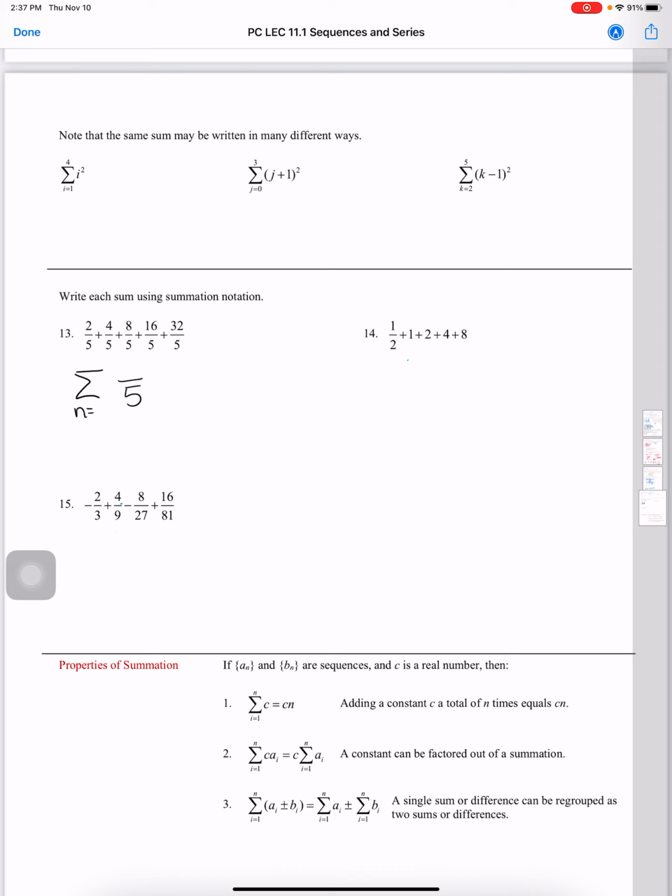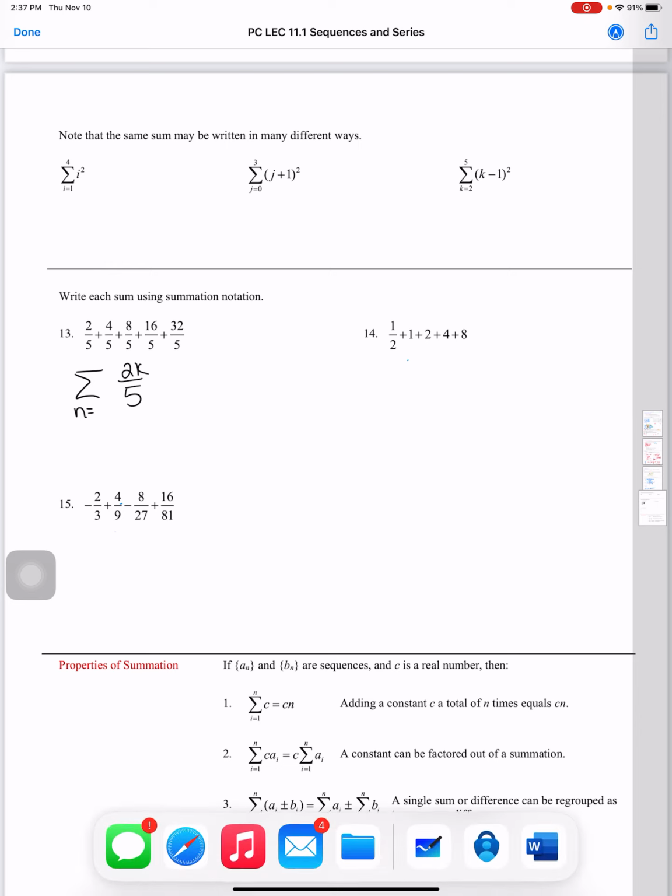Okay, so what's happening there? So I can't say I'm multiplying by 2, or can I? Can I say 2 times 2 is 4, right? 4 times 2 is 8. So what if I say 2k? Or in this case, let's just see what happens.